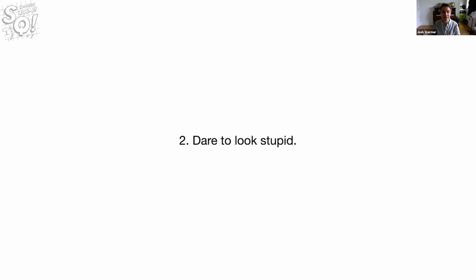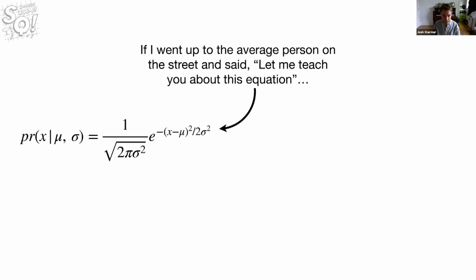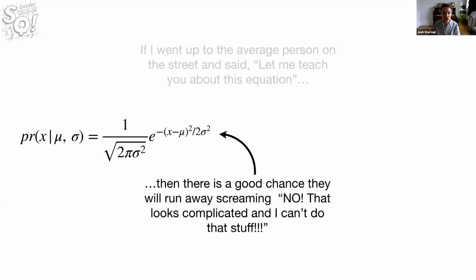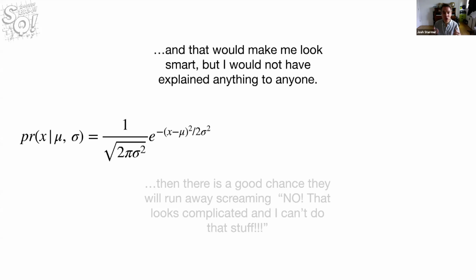Okay, my second advice is dare to look stupid. If I went up to the average person on the street and I said, let me teach you about this equation, there's a great chance that they would run away screaming, no, that looks complicated. I can't do that stuff. And that would make me look smart, but I would not have explained anything to anyone.